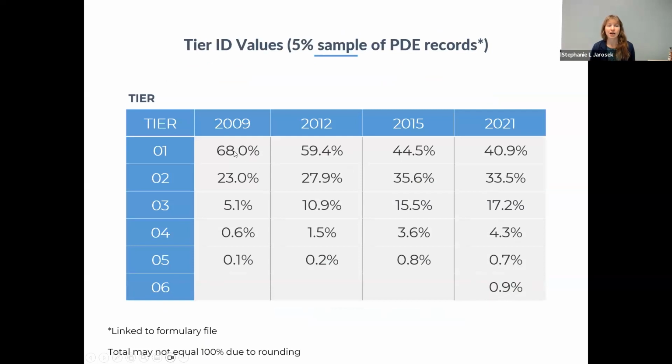When we look at how the PDE records are falling within tier ID value, and we link PDE to the formulary file, in 2009 most were in the first tier, but most plans had maybe a 1 or 2 tier structure. Now that we have most plans having a 5-tier structure, we see more spread. And tier 5 is often a specialty tier, but it doesn't always have to be. So again, in order to find out what the tier means, you would want to link back to the tier file.